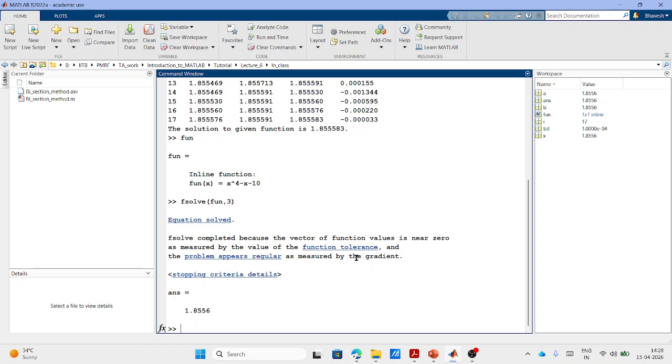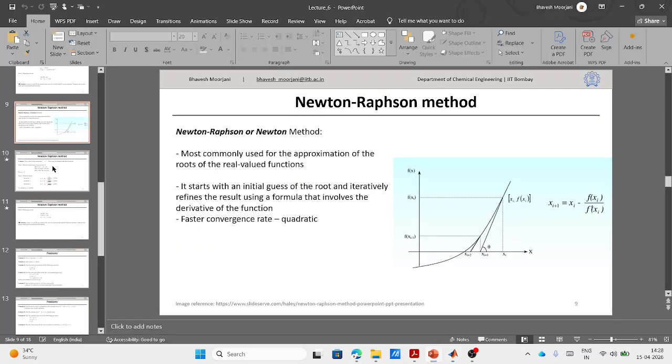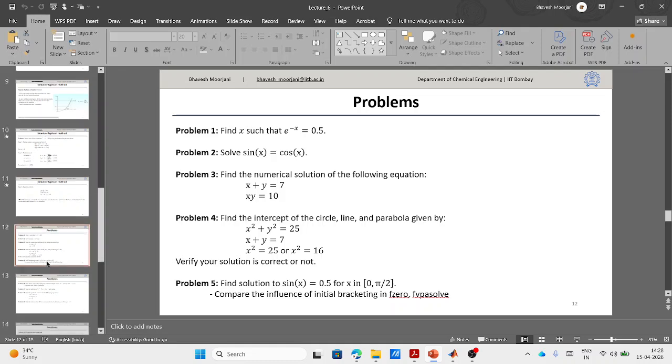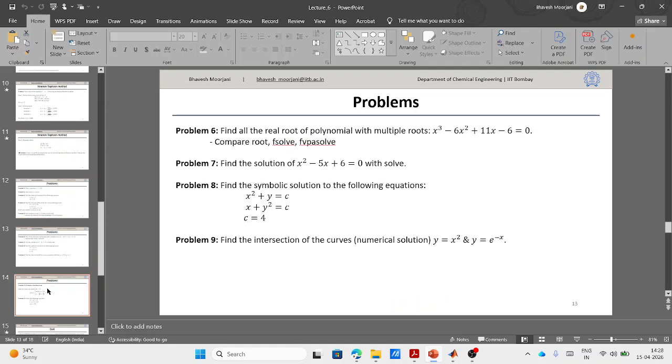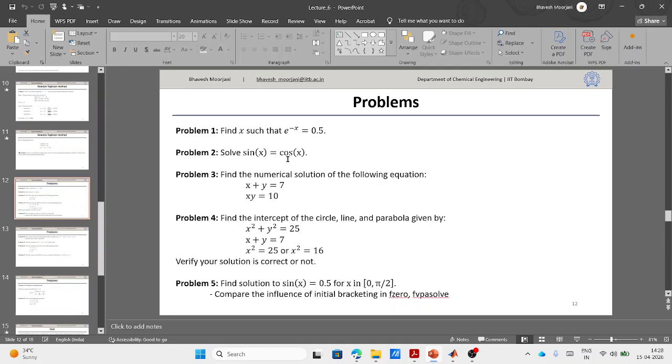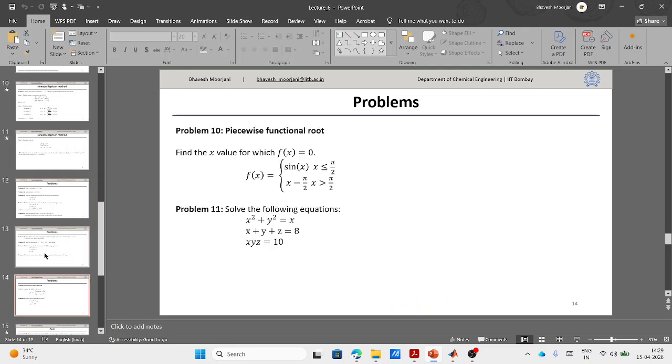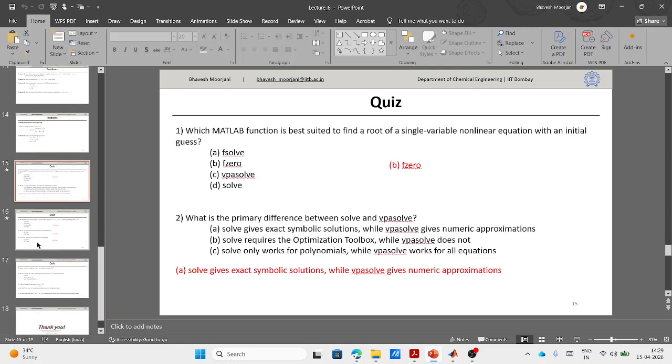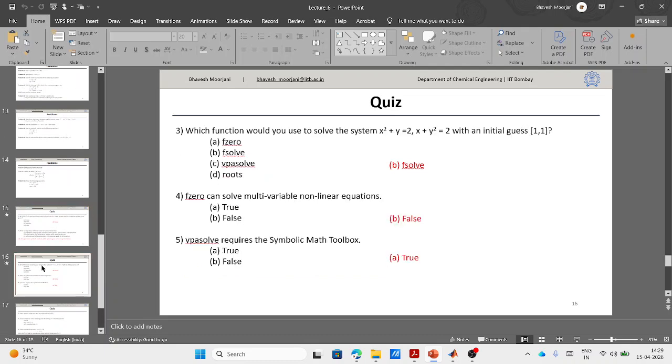And maybe after that we will stop, and I have some examples for you guys that you can try out. So these are various problems. I think there are 10 or 11 problems. Yes. So you can try out these problems. You have to find the root of these nonlinear equations with the help of whatever inbuilt MATLAB function that we have learned, and try to find its solution. Right? Apart from that, there are some quiz questions also that if you want to take, you can do that.